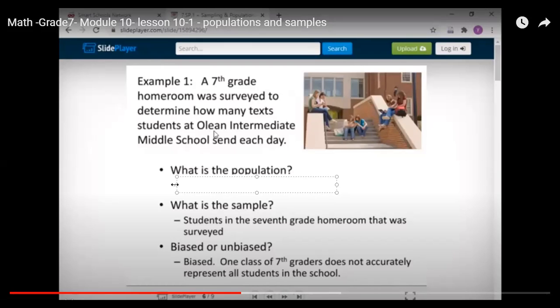What is the population? What is the population and what else? In this question, we are going to search about 3 main points.